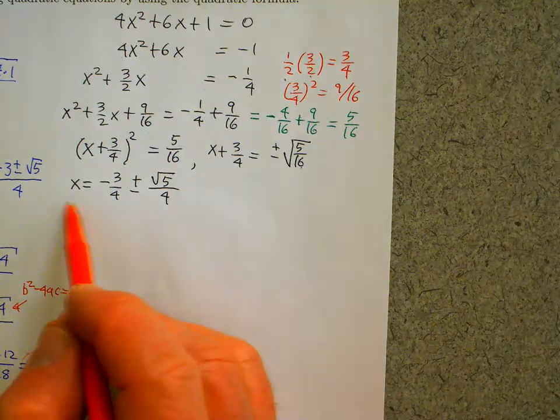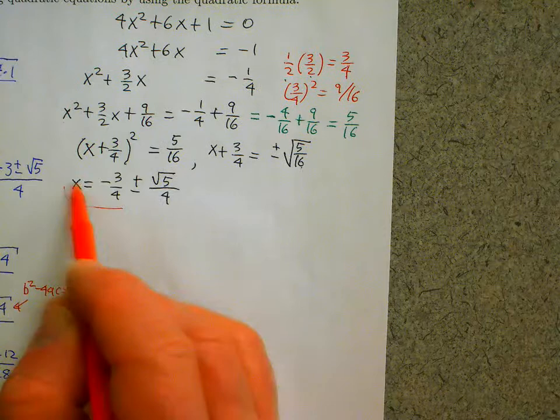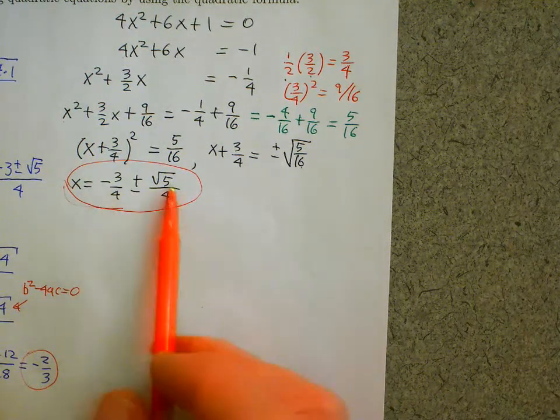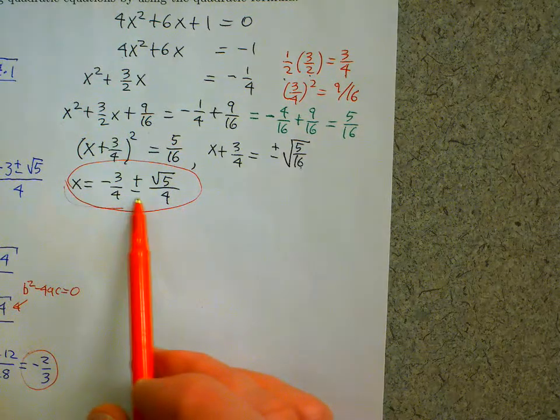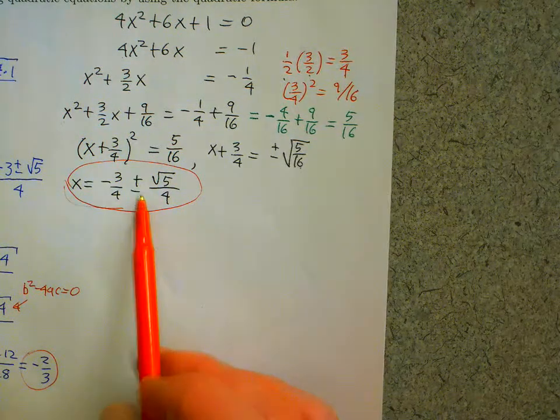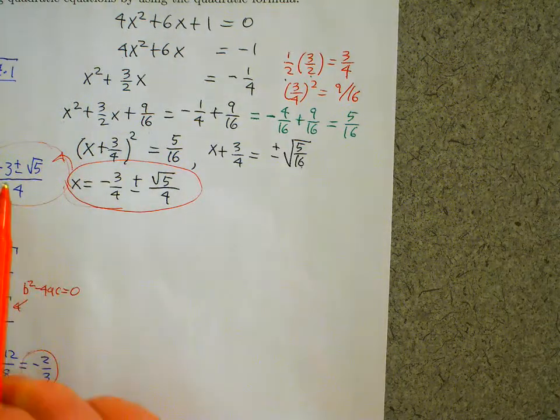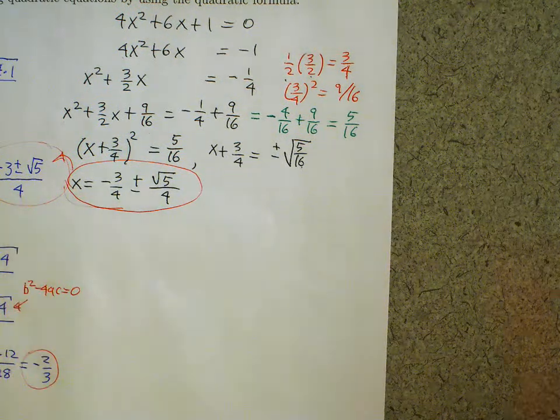Okay, so you can write the solutions as two separate fractions, where those two numbers are separated with the plus and minus. Or if you prefer, you can write that entire numerator all over the denominator 4.